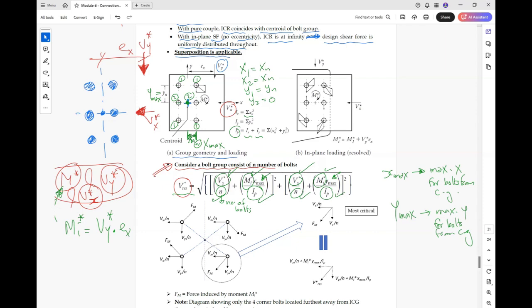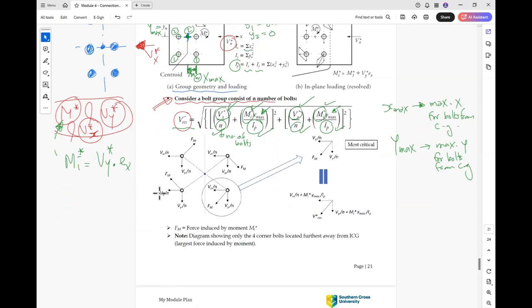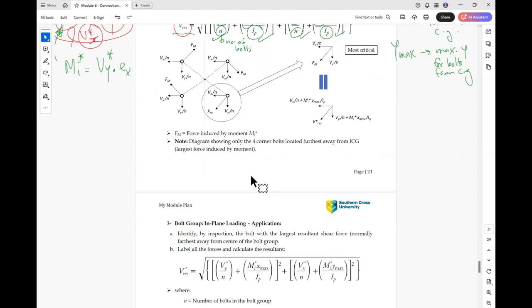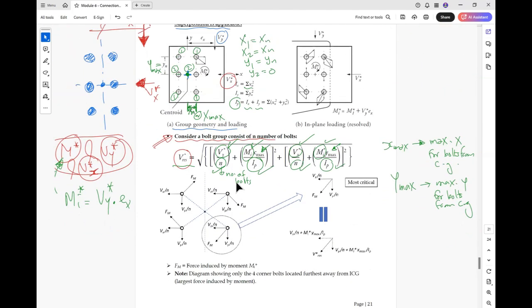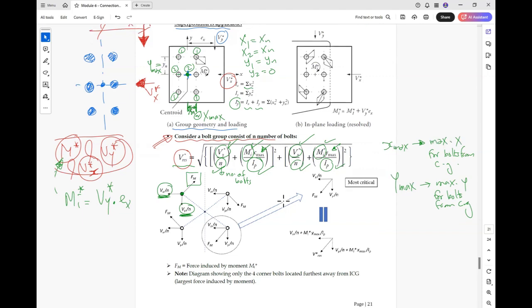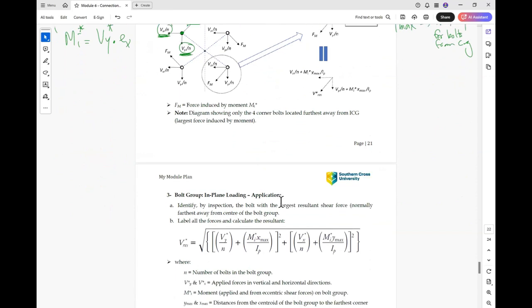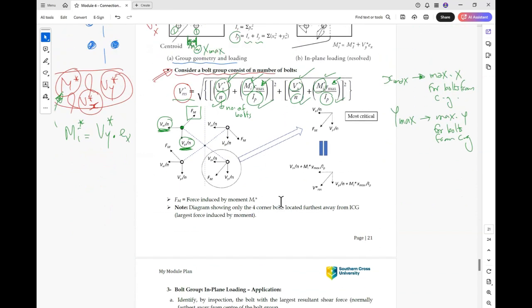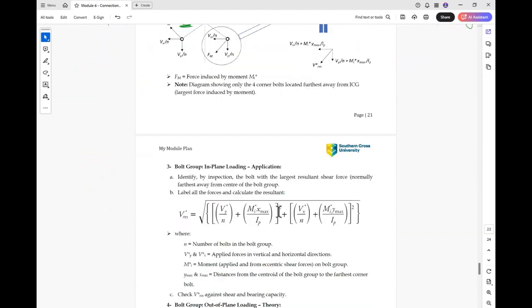We need to check the bolts, and we can directly use the formula. This is just an explanation that each bolt will take its proportion from the x force, its proportion from the y force, and a value of Fm. Fm is a force due to the applied moment. So we just need to use a final formula, which is V resultant star equal to this formula.